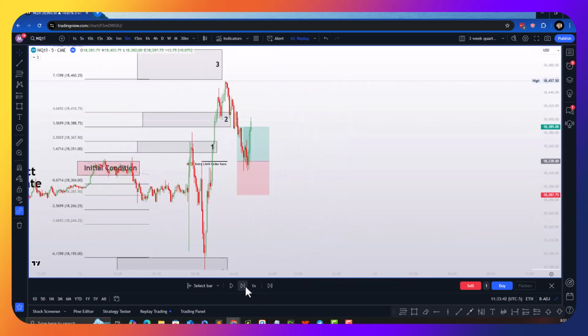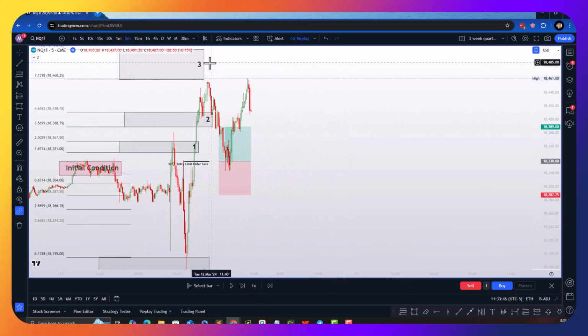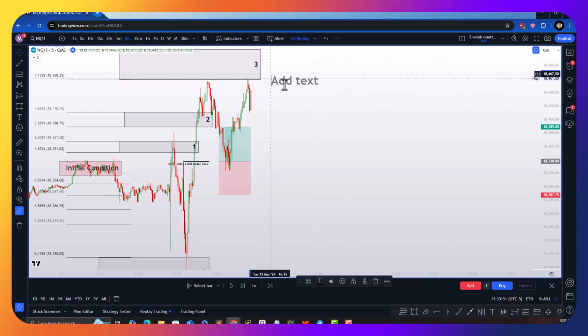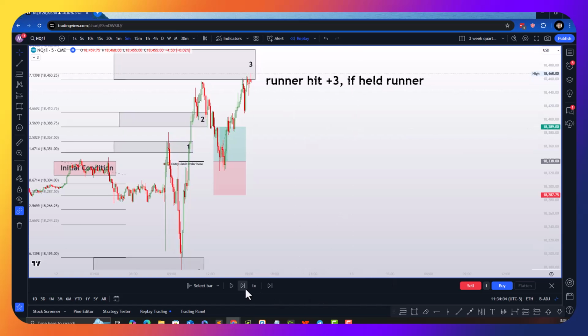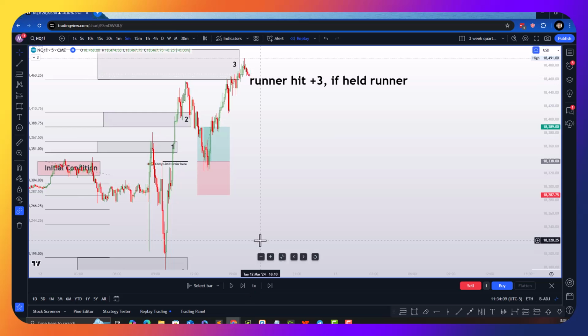That's like a good, 8-point move probably. 6, 7, 8. There you go. Back to +3. Look at that. So initial condition became a breaker, which is quite common in the middle of the day.